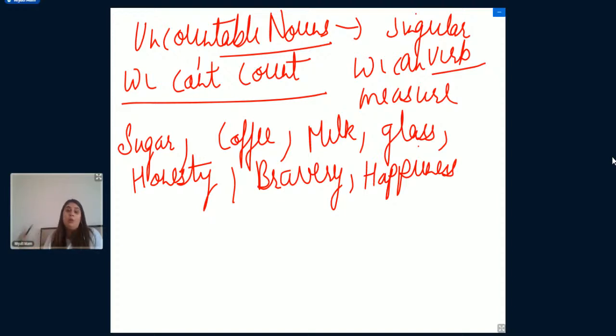Two types of noun: countable noun and uncountable noun. Countable noun is further of two types: singular countable noun and plural countable noun. Singular countable noun takes singular verb with it. Plural countable nouns take plural verb with them. Uncountable nouns are the nouns which we cannot count. Sometimes we can measure these nouns. And uncountable nouns also take singular verb with them.